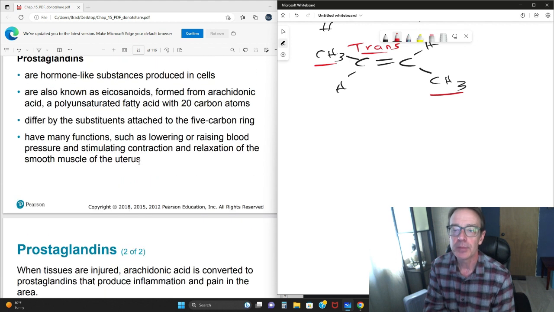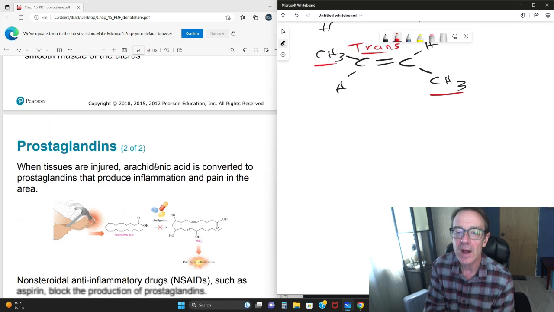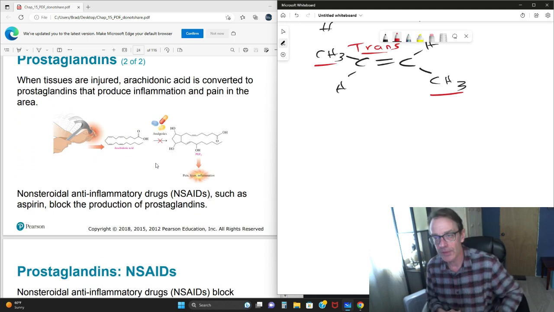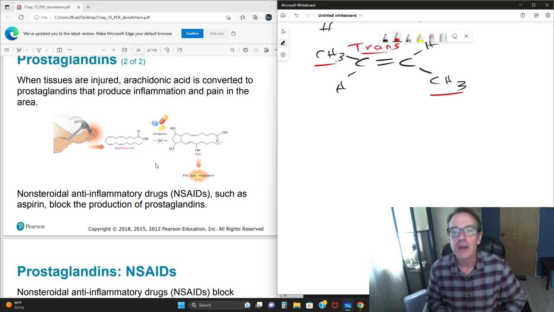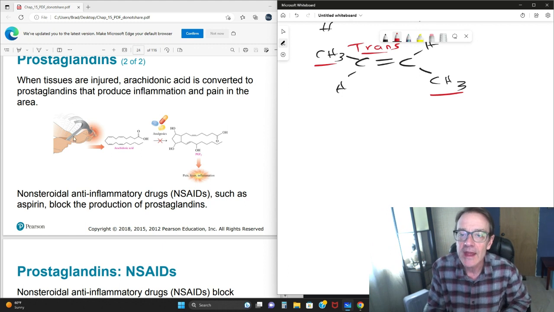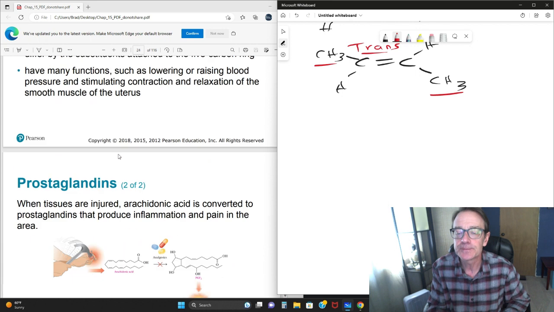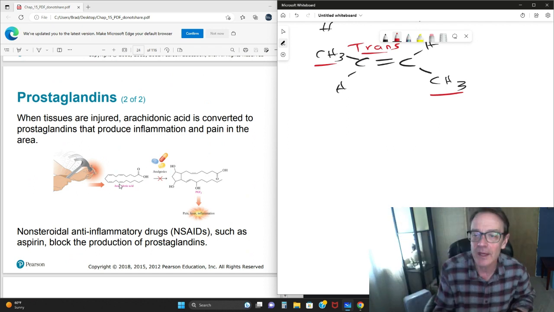They do a lot of things: blood pressure, contraction of the uterus, relaxation of the uterus, but probably the big thing that we all experience with prostaglandins is pain. So in this situation, someone banged their finger with a hammer and they've caused some local damage to some tissue. When that happens, some of that arachidonic acid is released from the damaged tissue. And that's what arachidonic acid looks like.